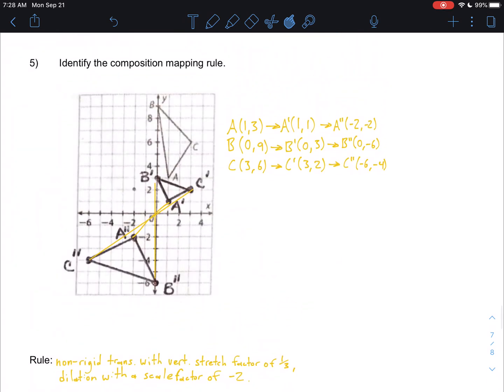And that is the composition mapping that we can see here. I know some people were confused about composition mappings. Composition just means more than one transformation occurring. So you have one transformation occur, and then you have another transformation occur. And there will be an assignment in Schoology that has to do with this, but other than that, we are done the week 3 notes.